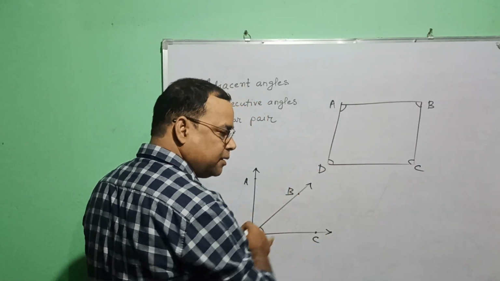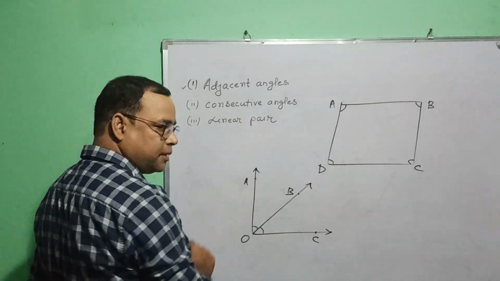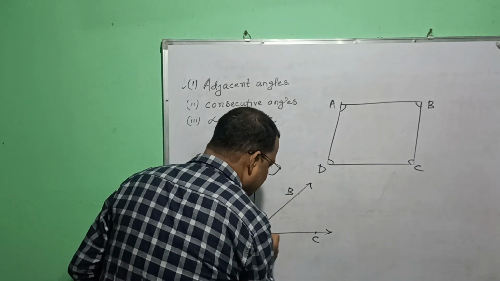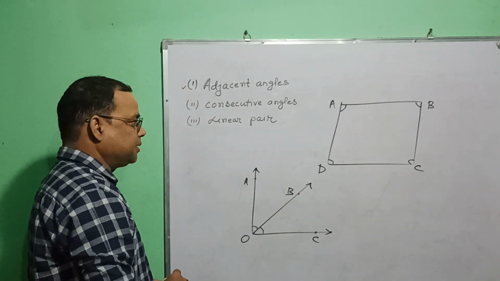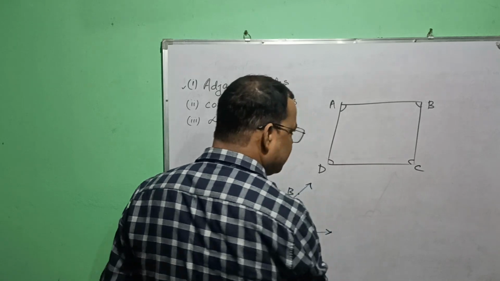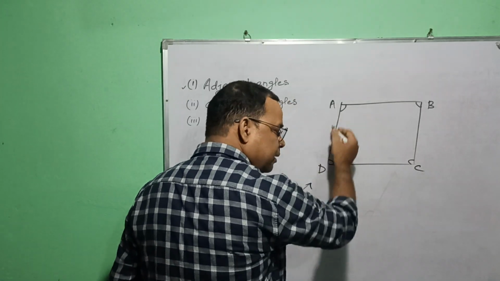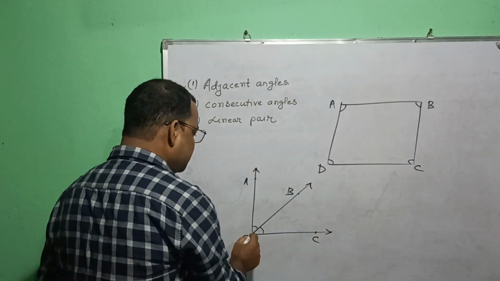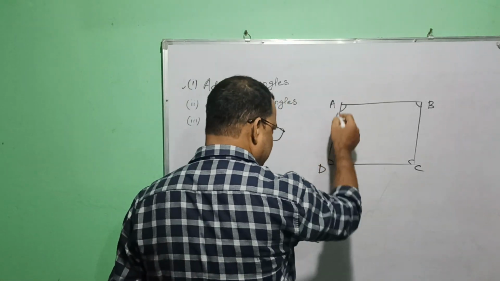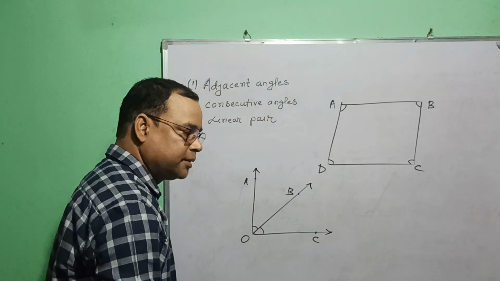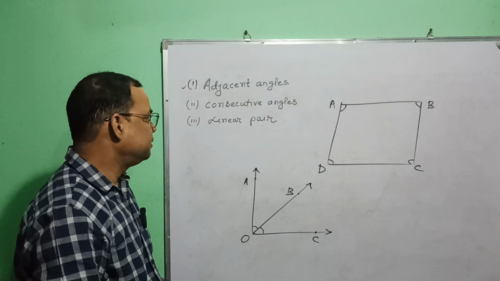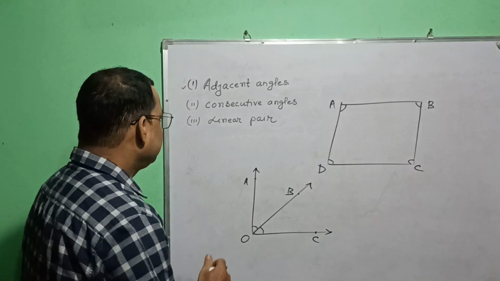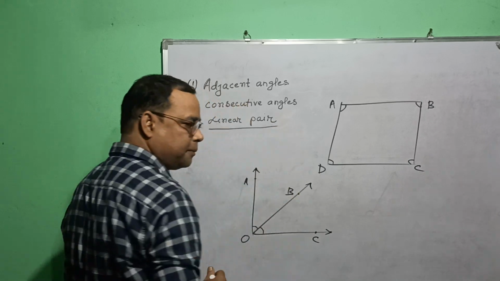So this is the main difference between adjacent angles and consecutive angles. For adjacent angles, one common vertex is a must and one common arm or side is a must. And in case of consecutive angles, the angles must be next to each other and one common side is there. So common vertex in case of adjacent angles and common side in case of consecutive angles. So these are the differences between adjacent and consecutive angles. I hope you can understand. Now we'll discuss linear pair.